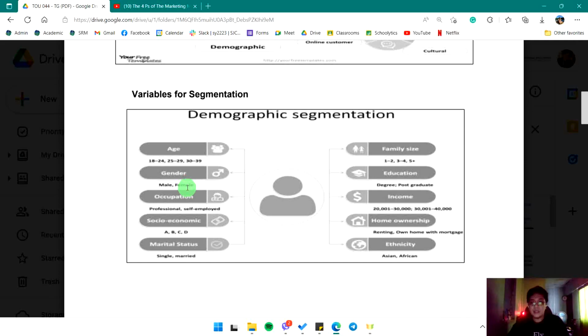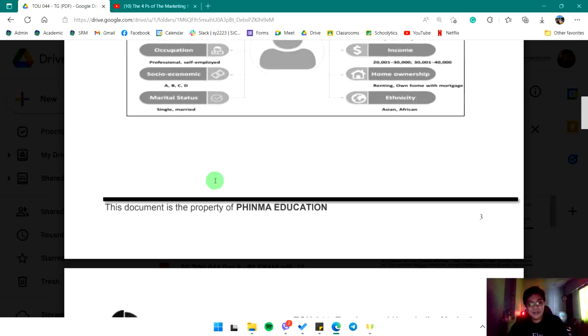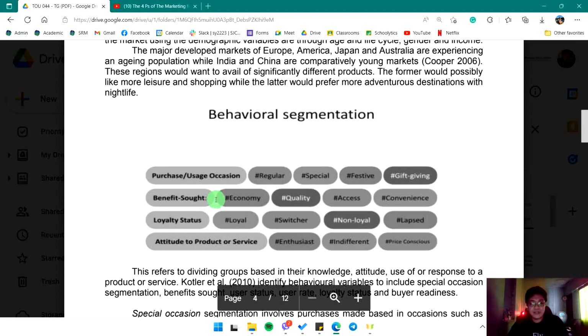Para mas malaman natin kung paano natin gagawin ang ating strategies, no? Ang ating marketing strategies dito sa market natin. So, demographic segmentation is one way of segmentation that can help us in strategizing our marketing strategy. So let's move forward with the other forms of segmentation.